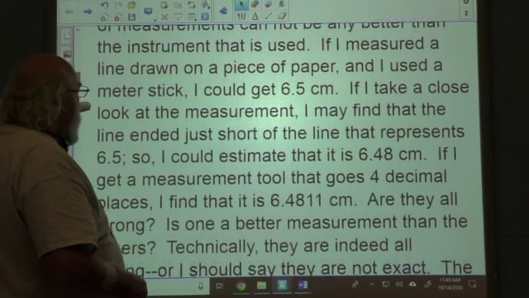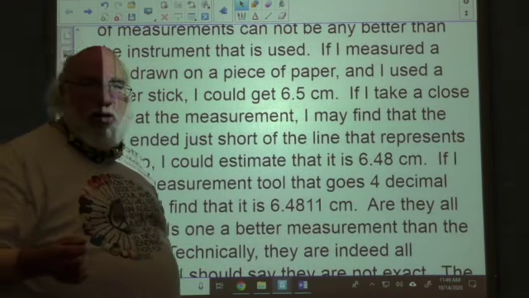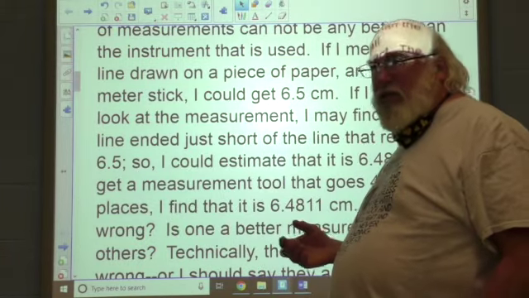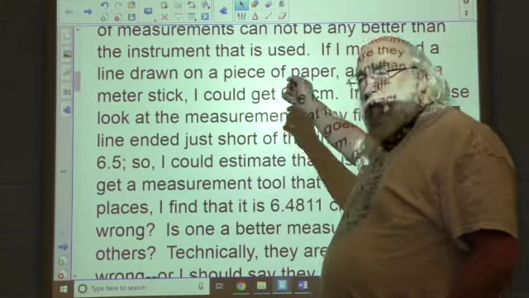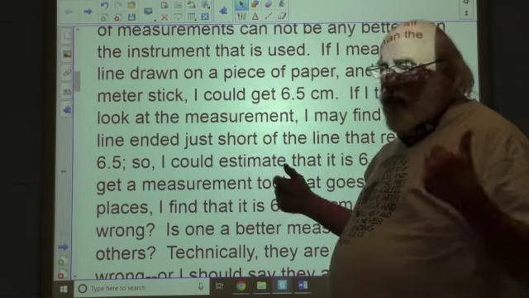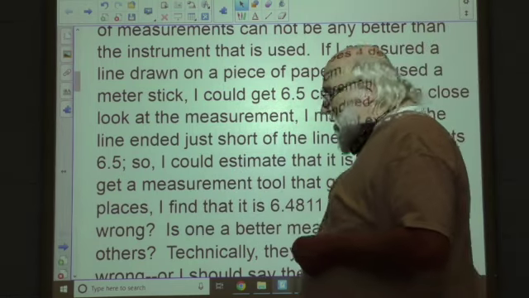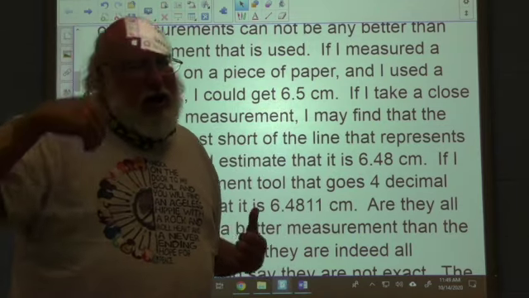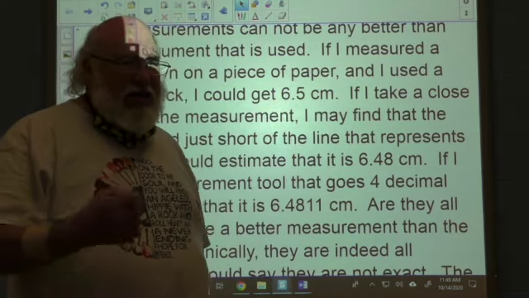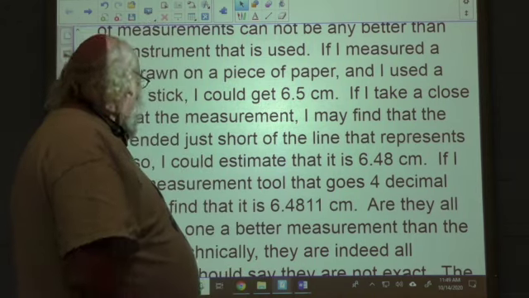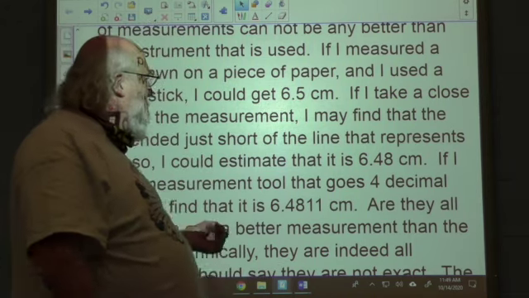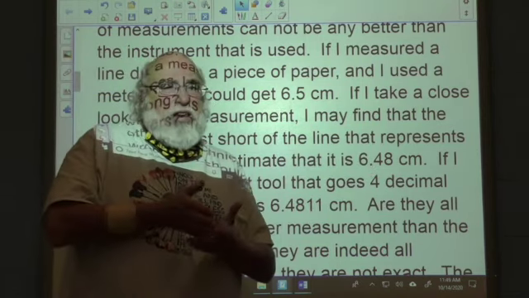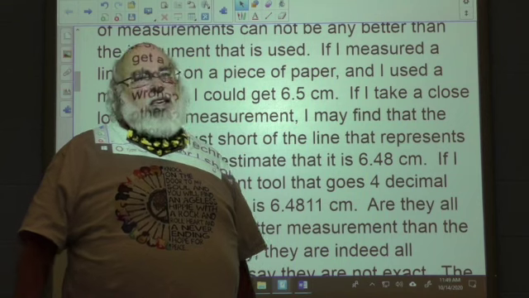If I were to take a sheet of paper and measure it with a ruler on the centimeter side, the SI system side, I say, okay, that's 6.5 centimeters. But if I take a close look again, it may not have been right on the 5 line, the 5th line after the 6. It may have been slightly short or slightly past. Let's say it was slightly short and I found that it was actually closer to 6.48. If it's not right on the line, you're going to have to estimate about what that is.